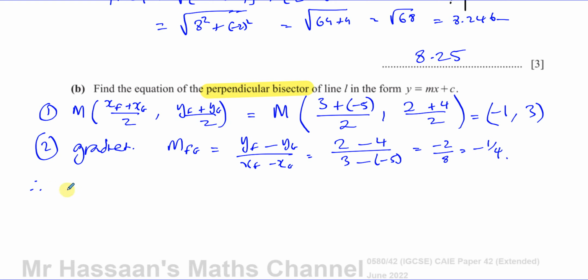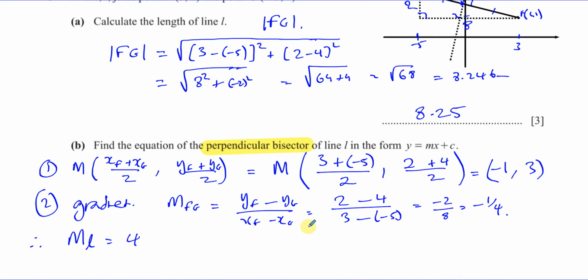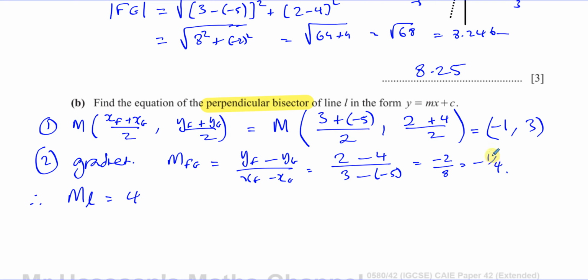Therefore, the gradient of our line is going to be the negative reciprocal. It's going to be 4. Why? Because the line that's perpendicular to the other line has a gradient which is its negative reciprocal. So you turn it upside down, so it becomes 4 over 1, and then you change its sign. So it becomes minus 4 over 1, then you change its sign, it becomes positive 4. So the opposite sign and upside down.